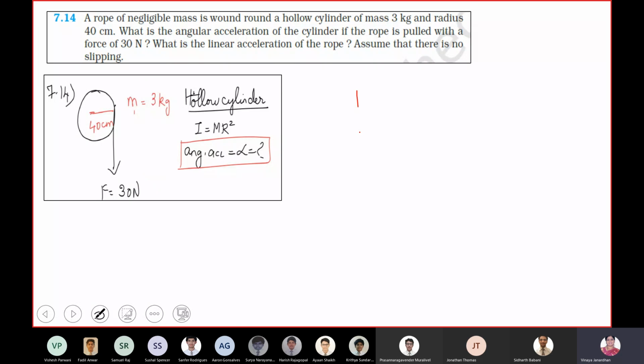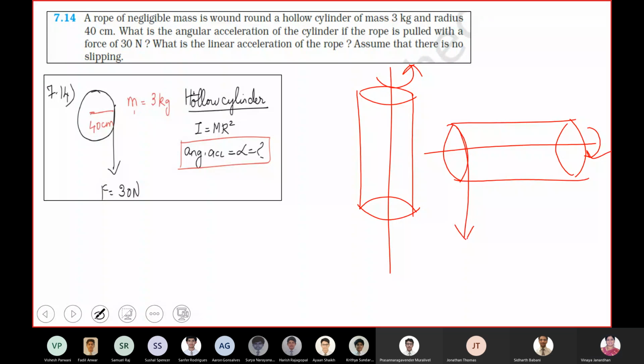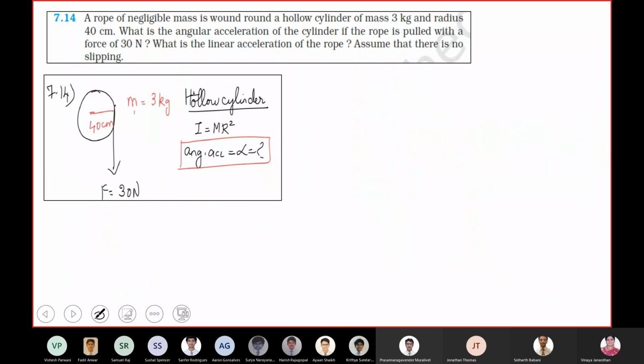See, you can rotate a cylinder this way also, right? I can rotate a cylinder about this axis. I can rotate the same cylinder about a line this way also. I can rotate this way or I can rotate this way. So when you're putting a weight over here, the cylinder will rotate about its own axis. So moment of inertia of hollow cylinder about its axis.